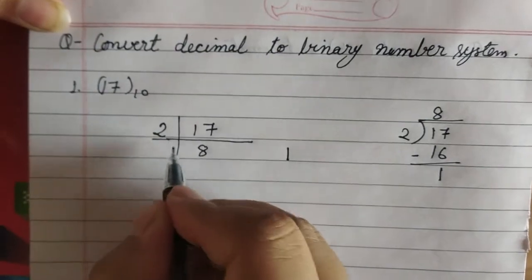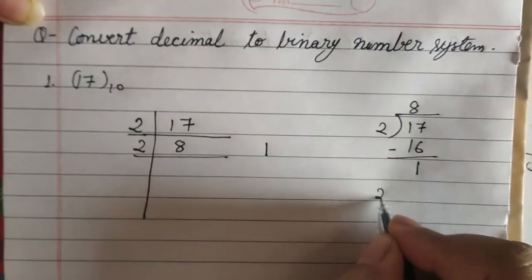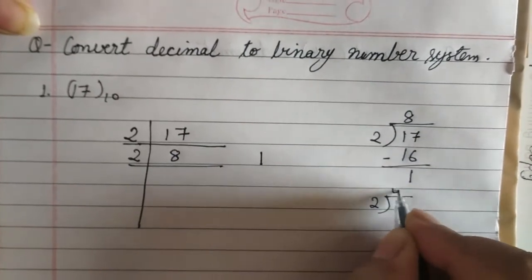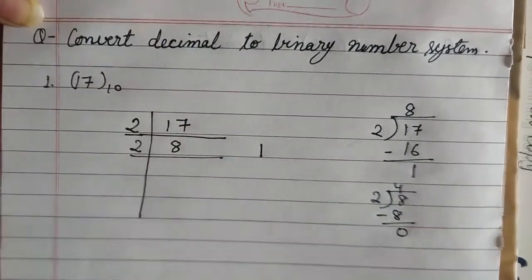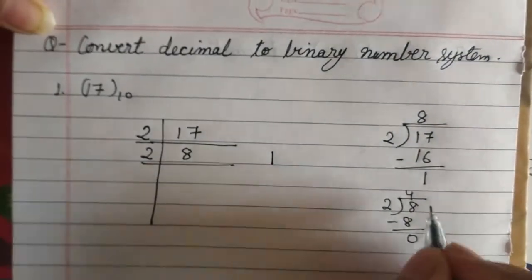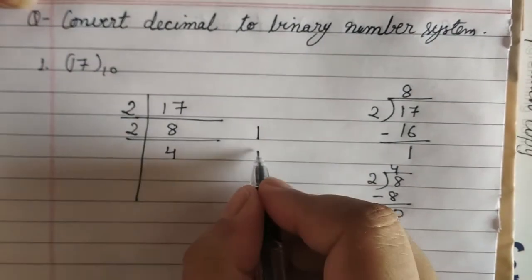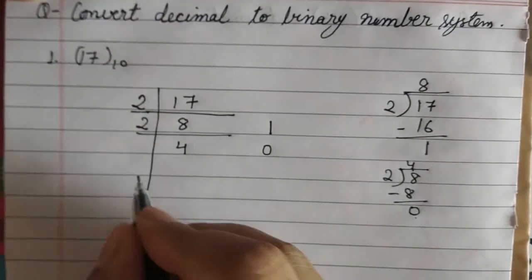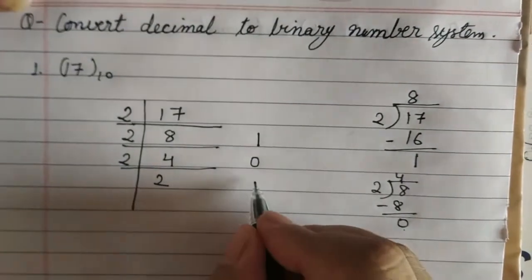Now again divide by 2. You know very well. 2 4s are 8. 8 minus 8 is 0. Okay. So here now the quotient you have to write, that is 4. And the remainder you can see is 0. You have to write 0 here. Okay. So you know very well 2 2s is 4. And you know the remainder is 0.